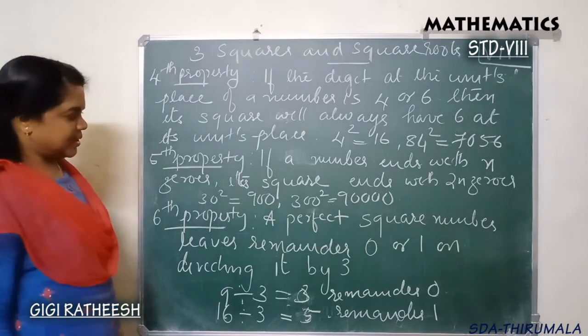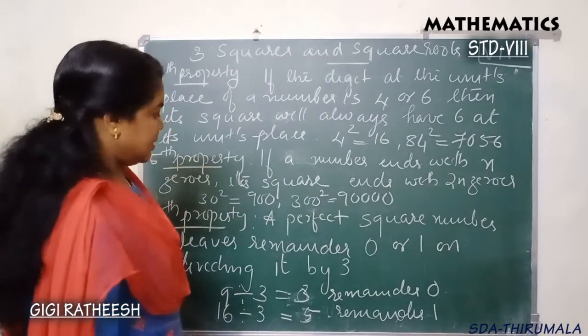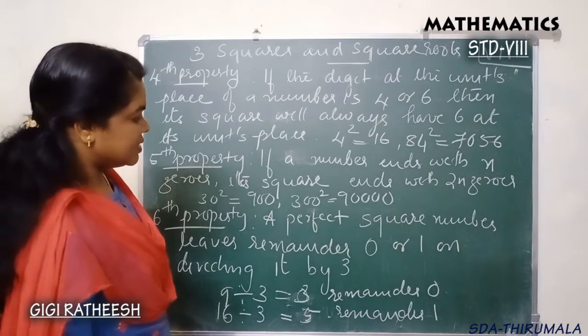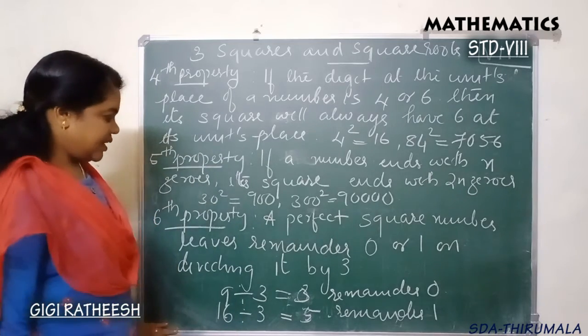And the sixth property: a perfect square number leaves a remainder 0 or 1 on dividing it by 3.